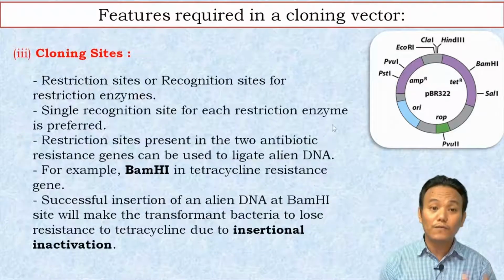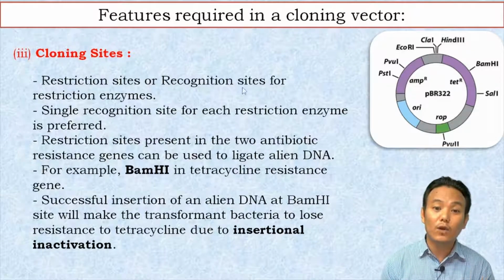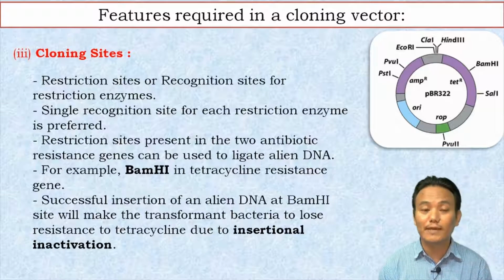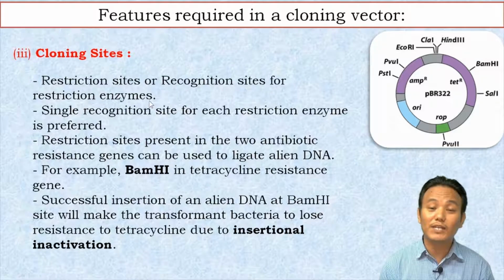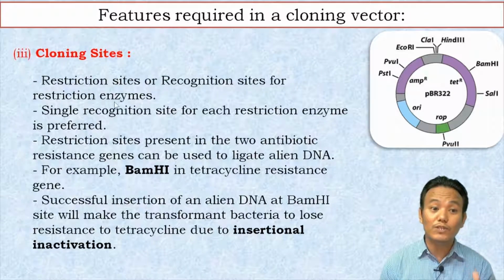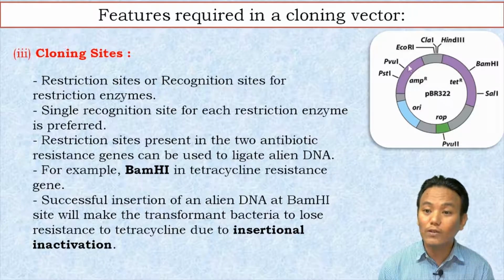The third important feature that is required in a cloning vector is cloning sites. A good cloning vector should have cloning sites. What are cloning sites? They are the recognition sites for restriction enzymes. And we all know that restriction enzymes are molecular scissors which can cut the DNA at their recognition sites, right? And we use restriction enzymes in order to create a recombinant DNA. If we take the example of PBR322, which is a cloning vector, it has all these recognition sites over here for these restriction enzymes.